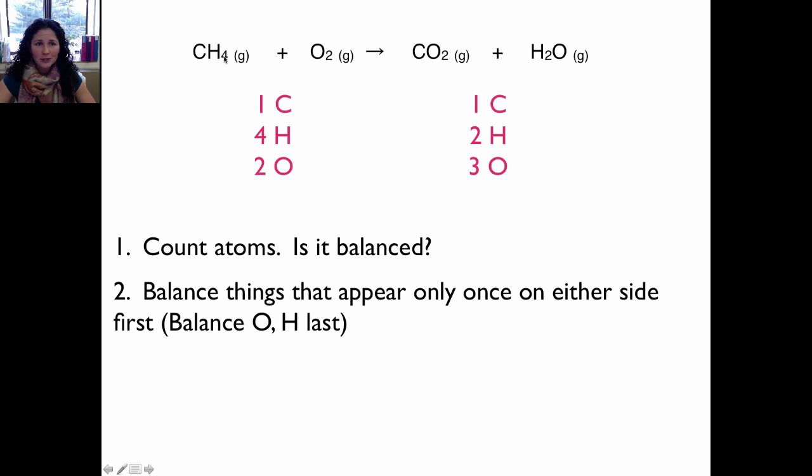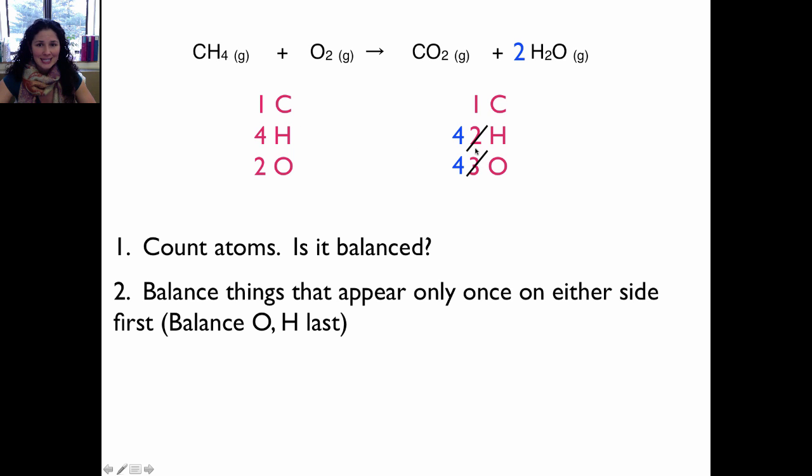And the next thing I'll do is balance those hydrogens. So since there's 4 hydrogens over here and only 2 over here, I can put a 2 in front of the water, and now I've multiplied this whole thing by 2. So now I'm going to recount. I can see that I've changed the number of hydrogens, but I've also changed the number of oxygens.